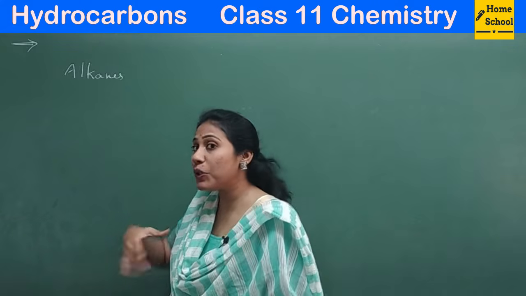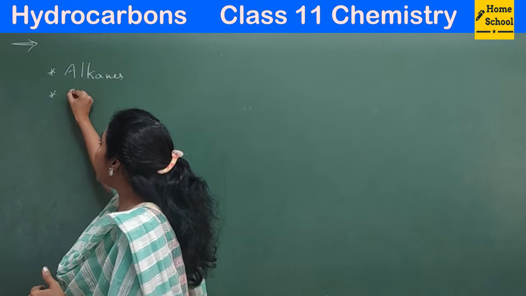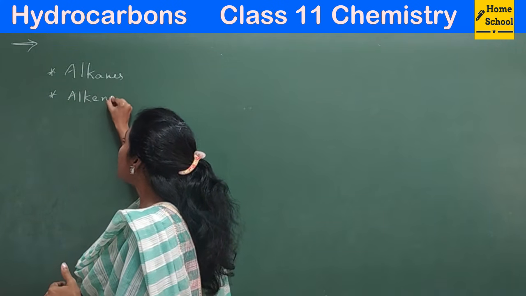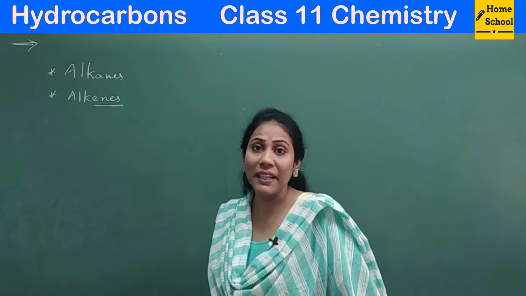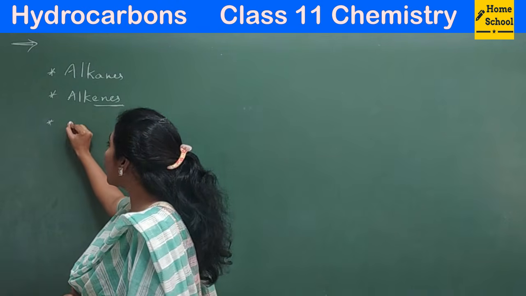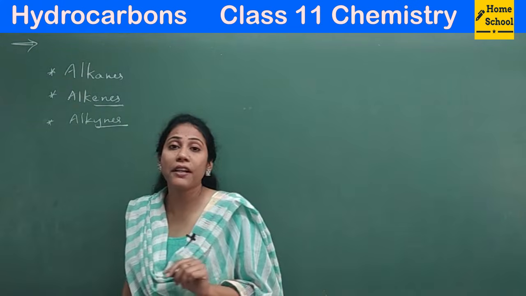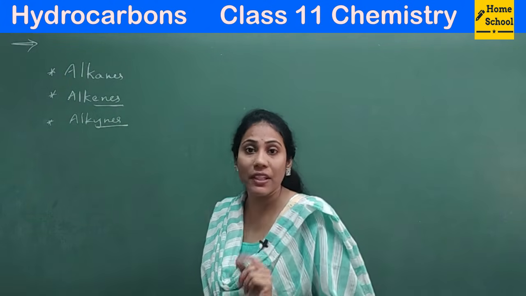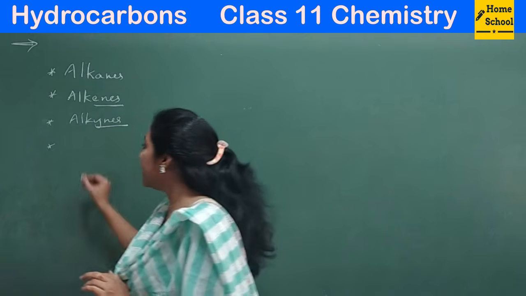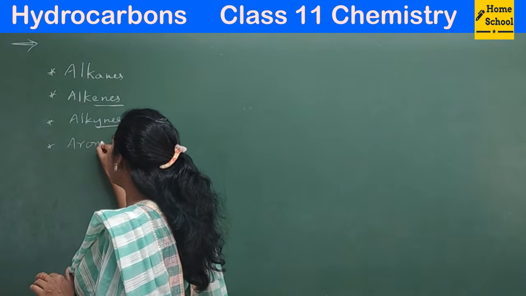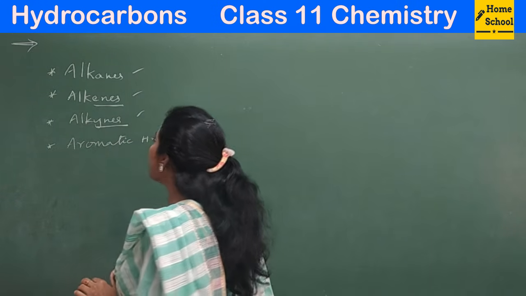So what are the different hydrocarbons that you can observe? First variety is alkanes. Second variety is alkenes, isn't it? So in alkenes, you will observe double bonds between carbon atoms. And the third type of hydrocarbon is alkynes. So in case of alkynes, you will observe triple bonds between carbon atoms, isn't it? And the fourth type of hydrocarbon, the most important variety, is aromatic hydrocarbons. So about these organic compounds you are going to study in this chapter.